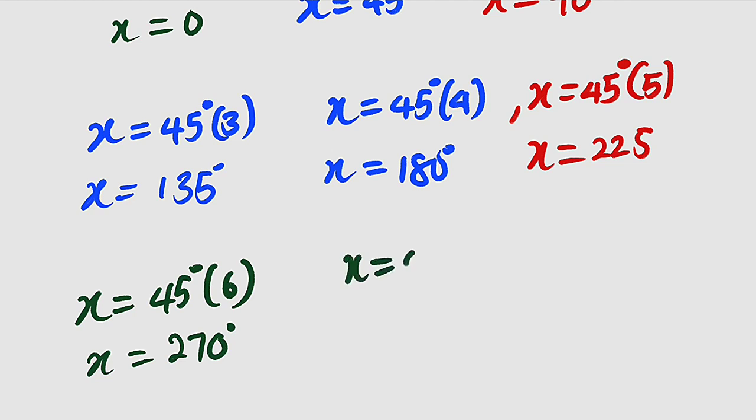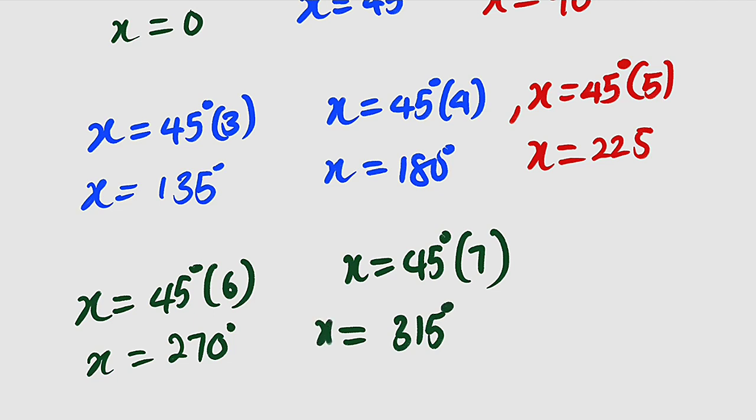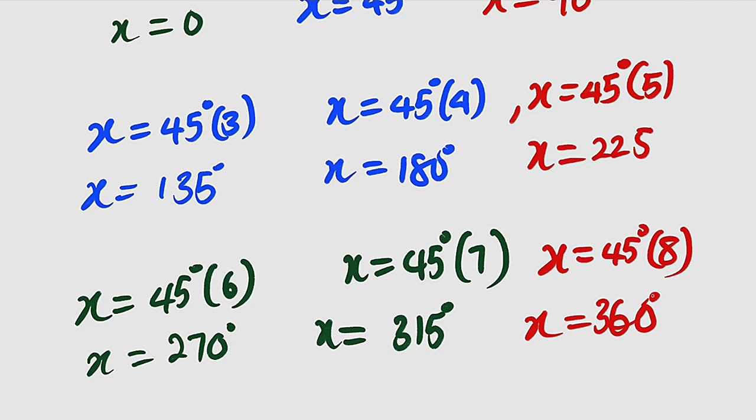We have x equal to 45 degrees multiplied by 7, and this is equal to what? 315. This is the value of x. Then when n is equal to 8, we have x equal to 45 degrees multiplied by 8, and x is equal to 360 degrees.